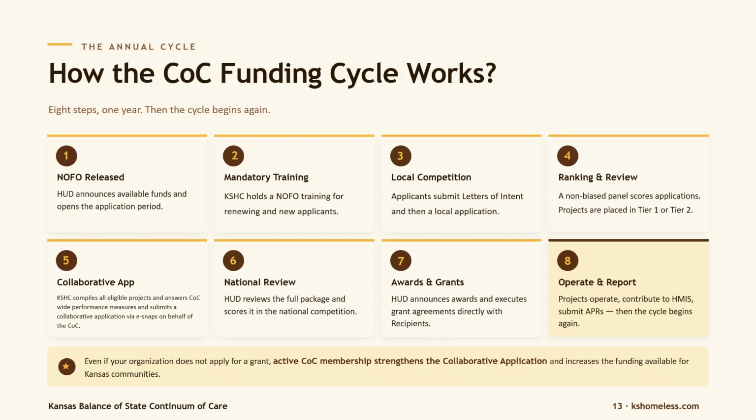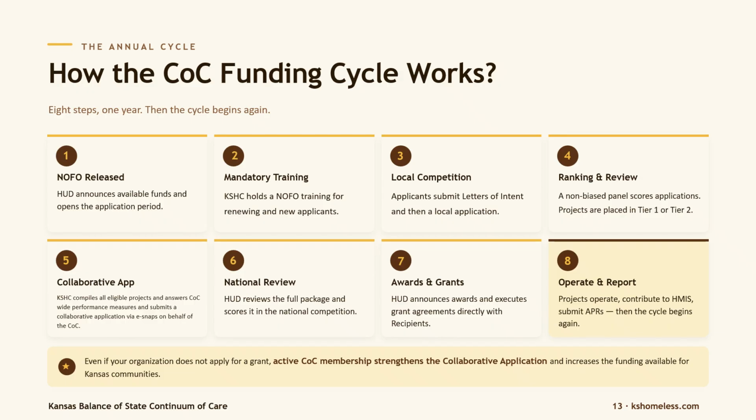Step 4, a non-biased ranking and review panel scores all applications using COC-approved criteria. Projects are placed based on their scoring to Tier 1, highest funding likelihood, or Tier 2, which will have to compete with other projects nationally. Step 5, KSHC compiles all eligible applications into the COC collaborative application and submits it to the Department of Housing and Urban Development through the eSNAP system.